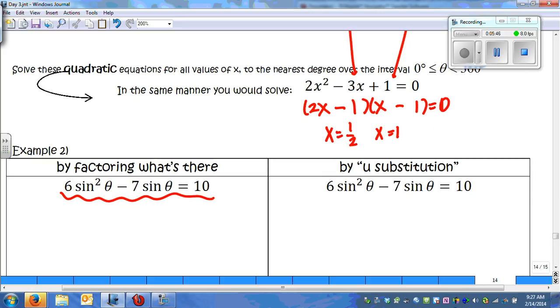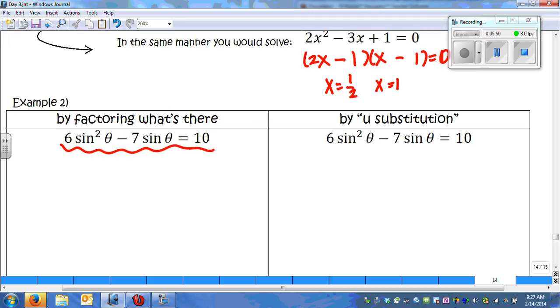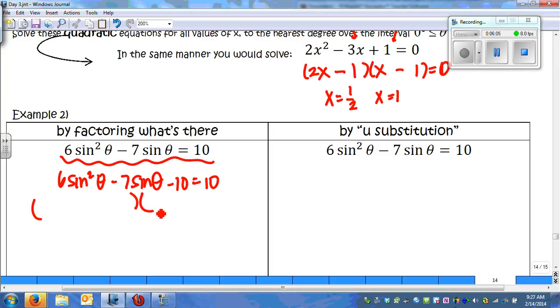It's the same method for solving quadratic trig equations. We can factor this, as long as we move the 10 over to the other side first. So we have 6 sine squared theta minus 7 sine theta minus 10 equals 0. Now we're all ready to factor. Let's go ahead and draw some factors.